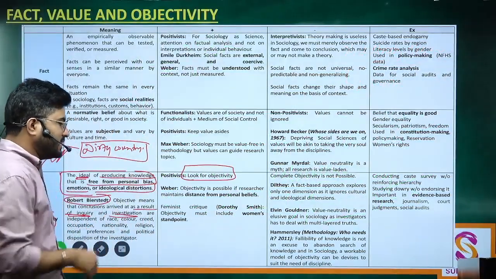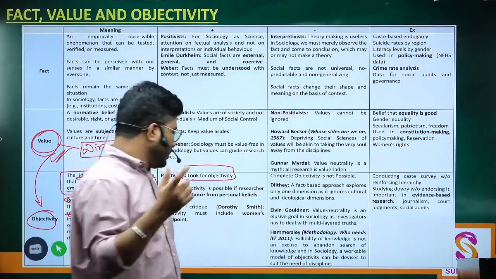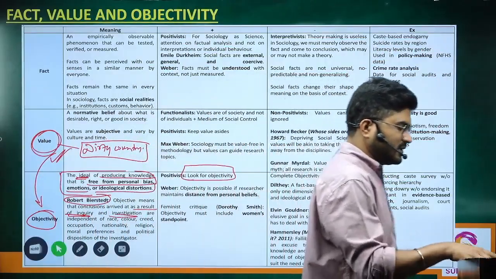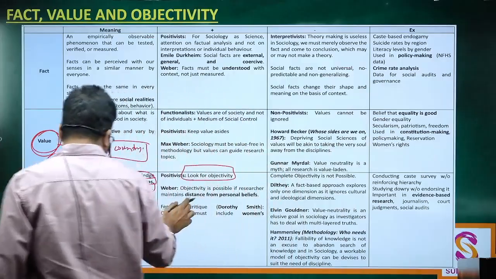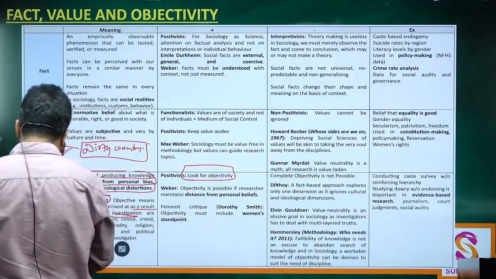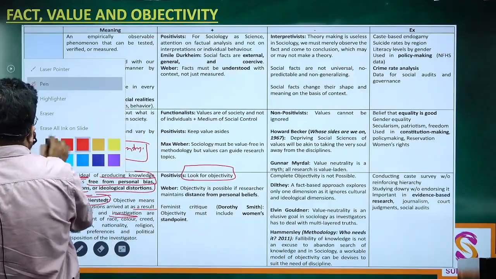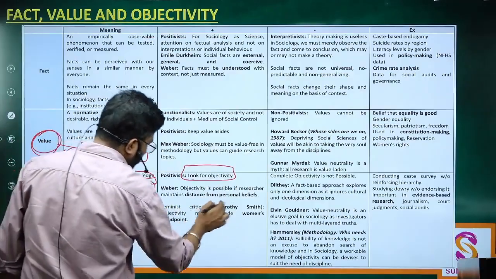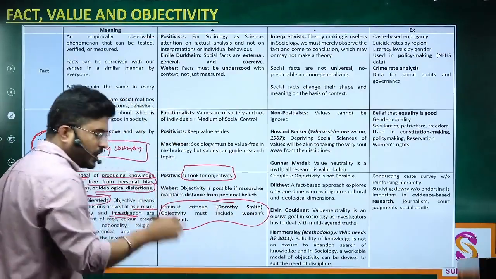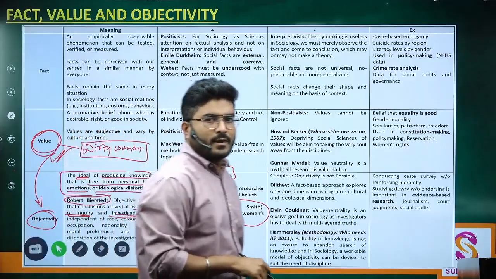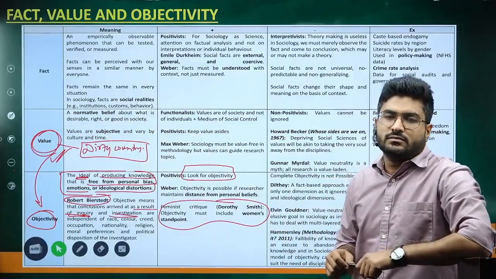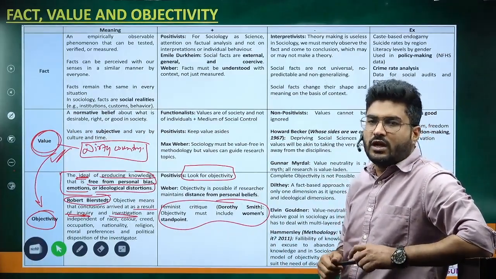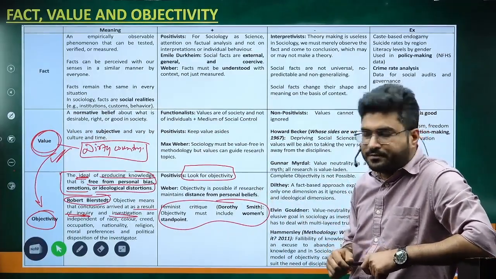Then feminists say that objectivity must include women's standpoint. Now, understand here. If objectivity will include women's standpoint, don't you think it will become a value? It will not be objective. So there is a contradiction to it.